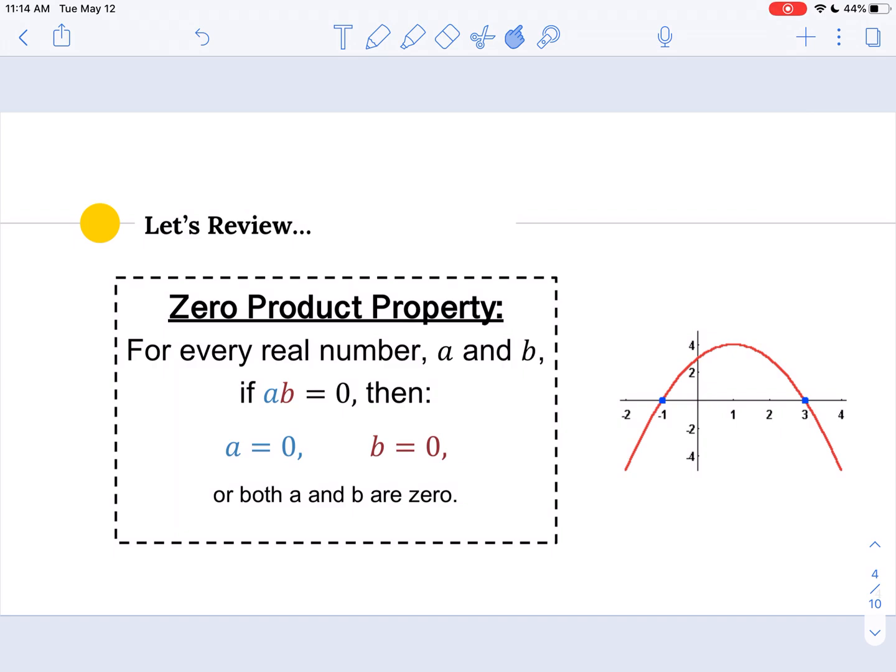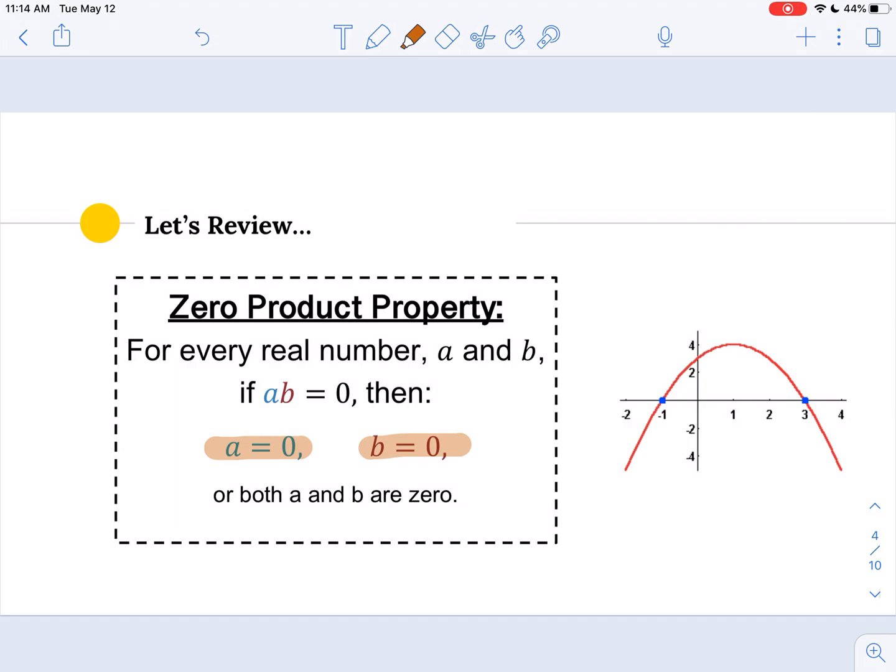When we solve equations by factoring, we're going to go back and apply the zero product property that we talked about in our previous unit. The zero product property states that for every real number a and b, remember we're focusing on real numbers, not imaginary, if ab equals 0, so if the product of a and b is 0, then we know that a must equal 0 or b must equal 0, or a and b are both 0, right? That makes sense. If the product of two numbers is 0, then either that first factor must be 0, that second factor must be 0, or both of them must be 0.